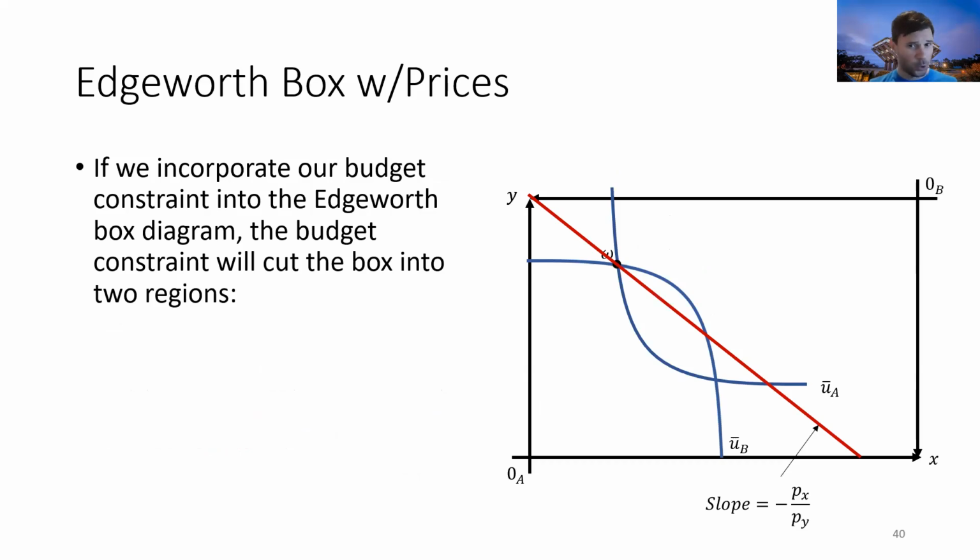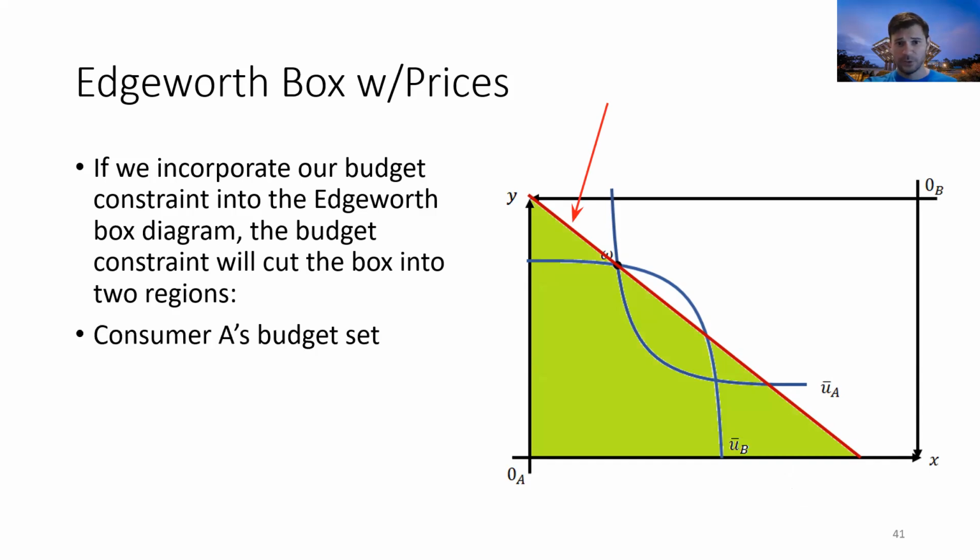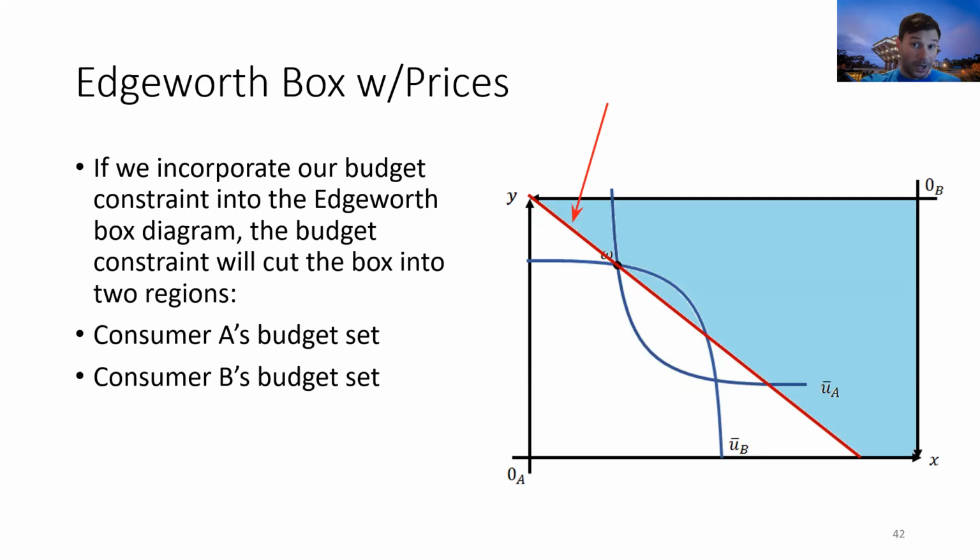Okay, so you'll notice once we incorporate prices, our red budget constraint here divides the Edgeworth box into two regions. There's the region in green here, which should look very familiar to us. That is the budget set for who? Yeah, that's right. That is the budget set for individual A. So we've got consumer A's budget set. But you can recognize all that other space in the top right corner. That's the budget set from consumer B's perspective.